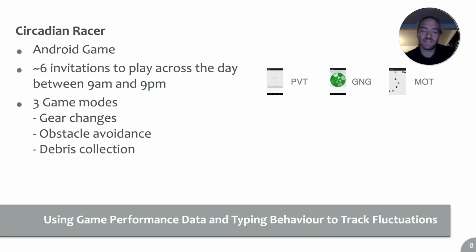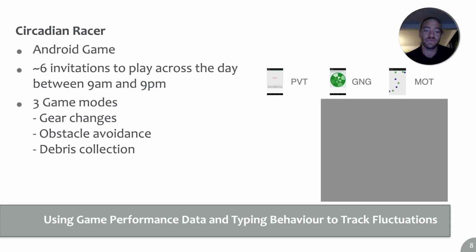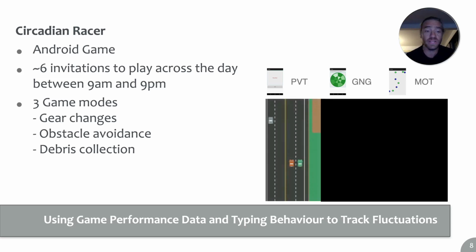And so we created this game for Android called Circadian Racer, and it basically gamifies each of those alertness tasks. So on the left, you see a gear changing task, which resembles the PVT. So in order to change gear as quickly as possible, once a message speed up appears, the user has to touch the screen as quickly as possible.